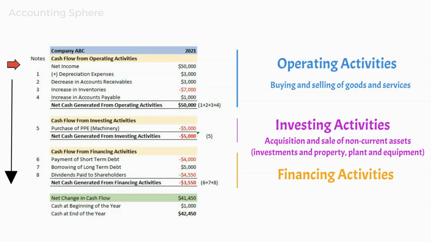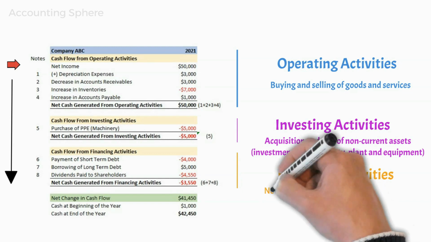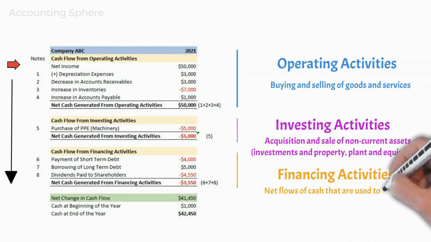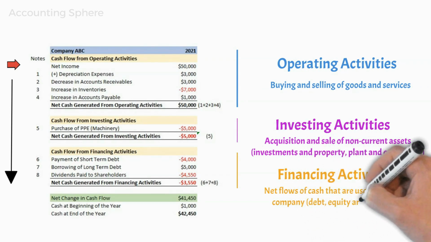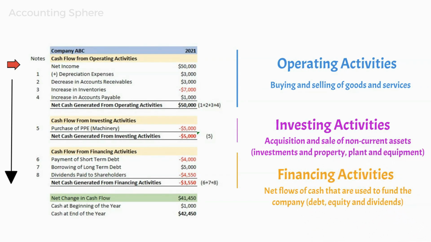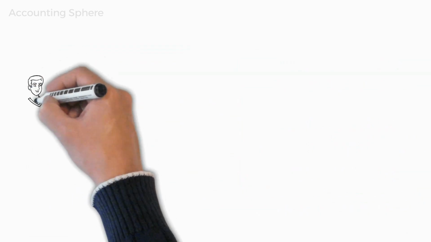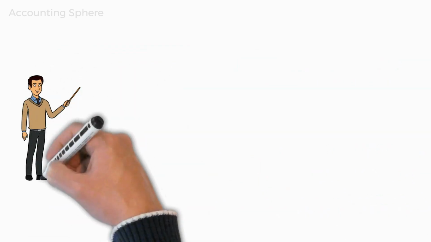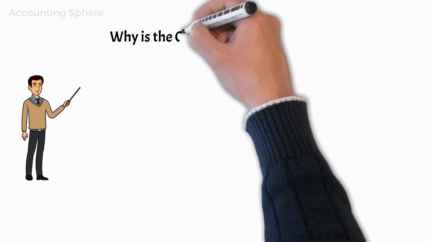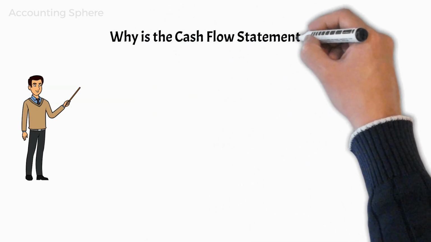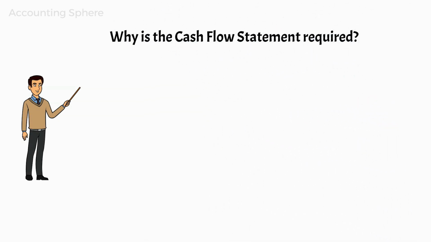The cash flows from the financing activities section shows the net flows of cash that are used to fund the company and includes transactions involving debt, equity, and dividends. Let's now understand why the cash flow statement is required. We can summarize the main reasons why a cash flow statement is required as follows.